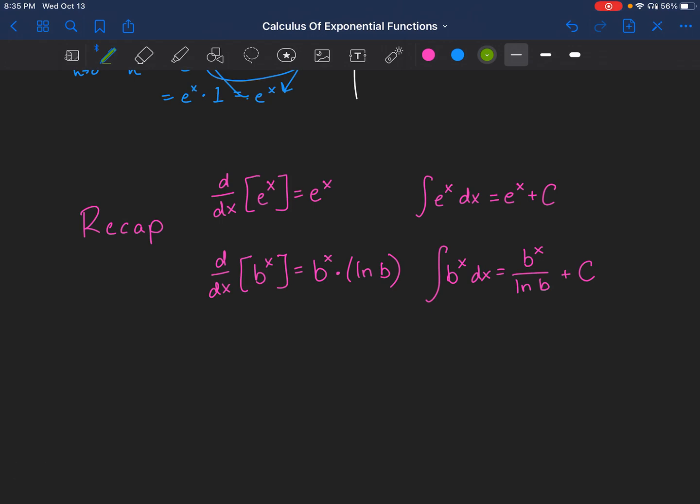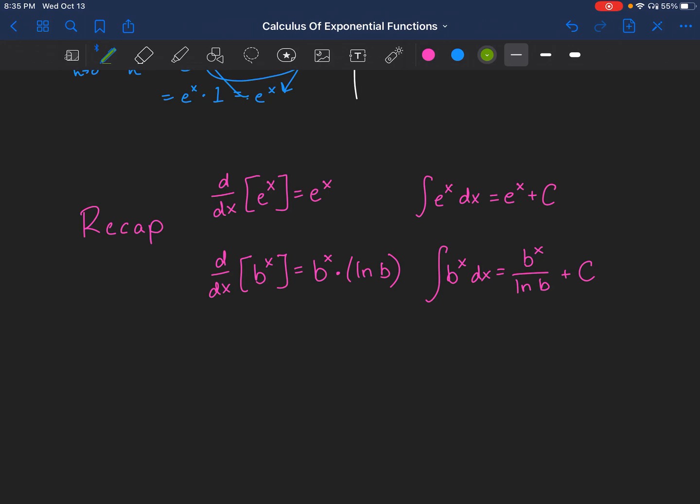So if I take the derivative of the exponential function e to the x, I get e to the x. If I do the integral of e to the x dx, I get e to the x plus, since this was an indefinite integral, we're going to include our constant of integration. And if I take the derivative of b to the x, I get b to the x times the natural log of b. If I integrate b to the x dx, I get b to the x divided by the natural log of b plus our constant of integration.